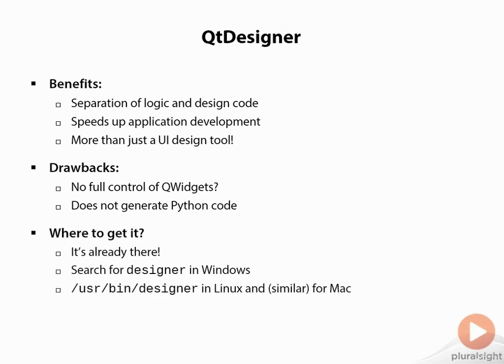So how do you get QtDesigner? Well, you'll be happy to know that QtDesigner is already installed on your computer if you have PyQt installed. If you're running Windows, just search for Designer in the Start menu. Notice it's Designer that you should be searching for, not QtDesigner. For Linux and Mac, the designer should live in the bin directory or an equivalent directory for your machine. So all this talk about QtDesigner, you still have no idea what it looks like. So let's familiarize ourselves with its interface in our next video.